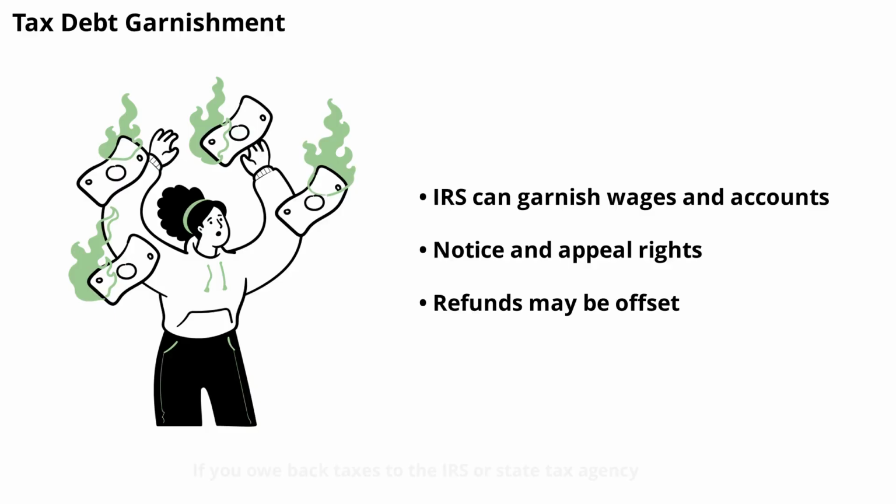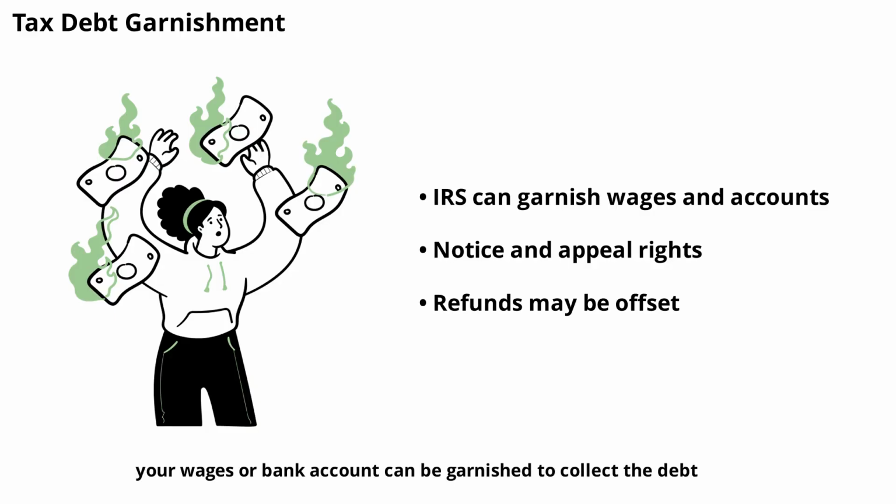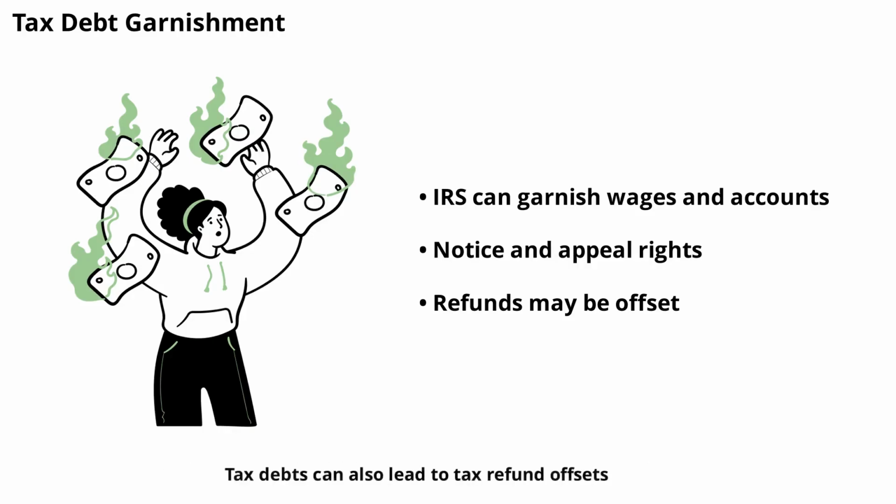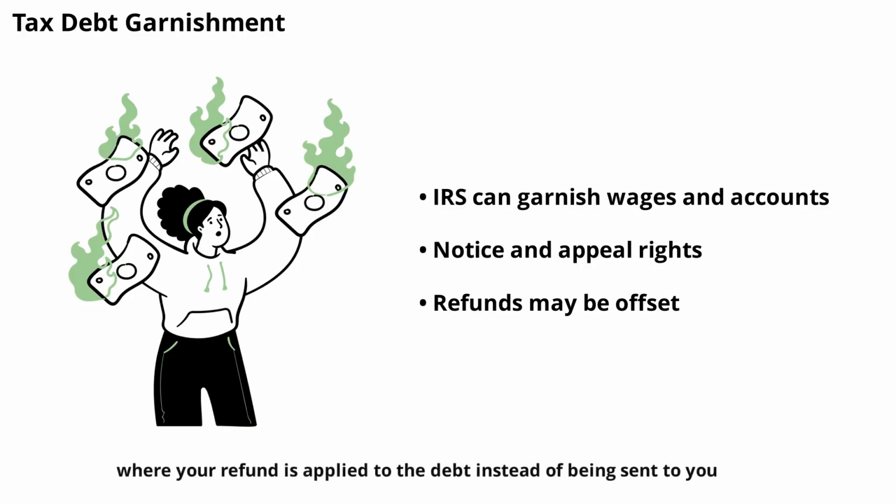If you owe back taxes to the IRS or state tax agency, your wages or bank account can be garnished to collect the debt. The IRS has broad authority to levy wages, bank accounts, and even Social Security payments. You'll receive a notice before garnishment starts, and you have the right to appeal or set up a payment plan. Tax debts can also lead to tax refund offsets, where your refund is applied to the debt instead of being sent to you.